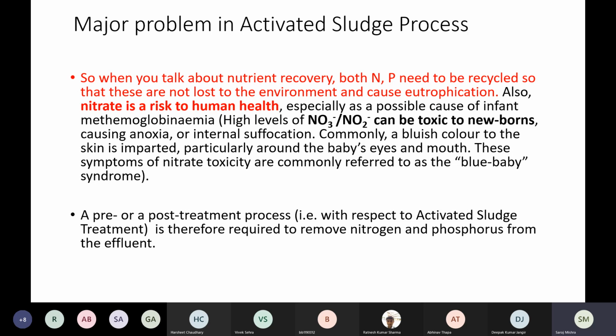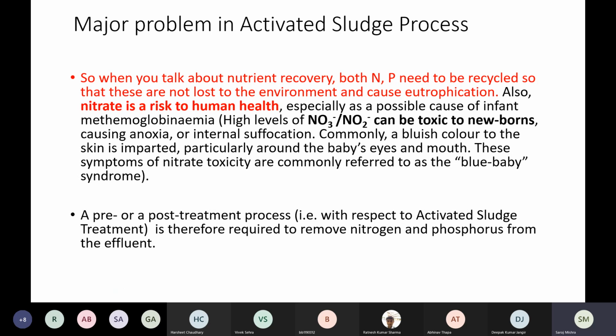Okay, excess nitrogen and excess phosphorus, if released into the water bodies, lead to algal bloom. And I have already explained what harms are associated with algal blooms. Now, in addition to that, the nitrate which is released in this secondary effluent is a risk to human health, especially as a possible cause of infant methemoglobinemia. That is, high levels of nitrate or nitrite can be toxic to newborns, causing anoxia or internal suffocation. Commonly, a bluish color is imparted to the skin, particularly around the baby's eyes and mouth. These symptoms of nitrate toxicity are commonly referred to as blue baby syndrome.